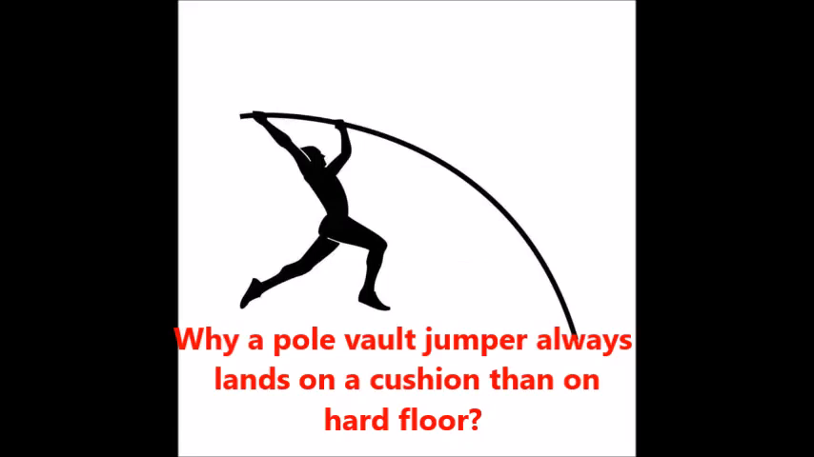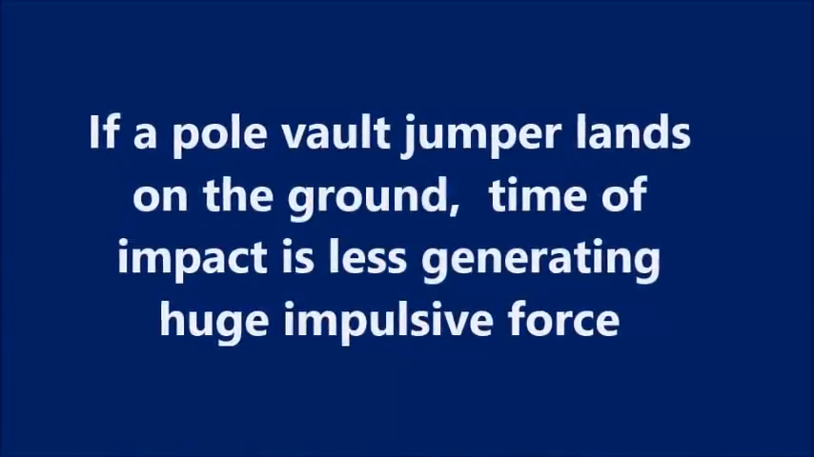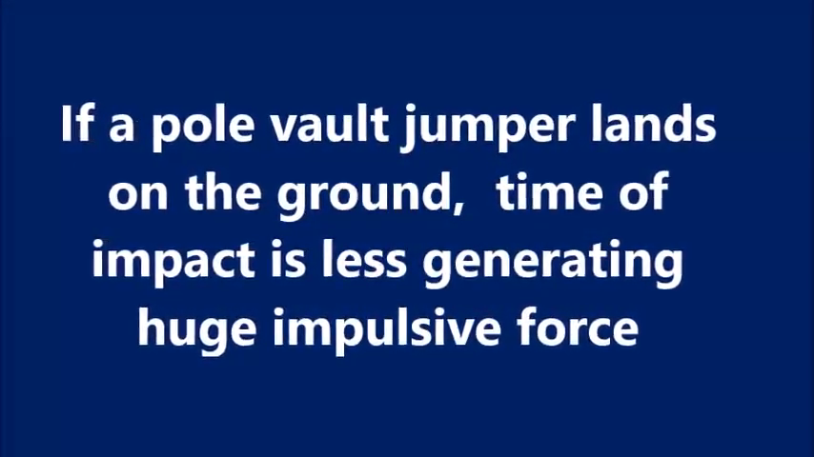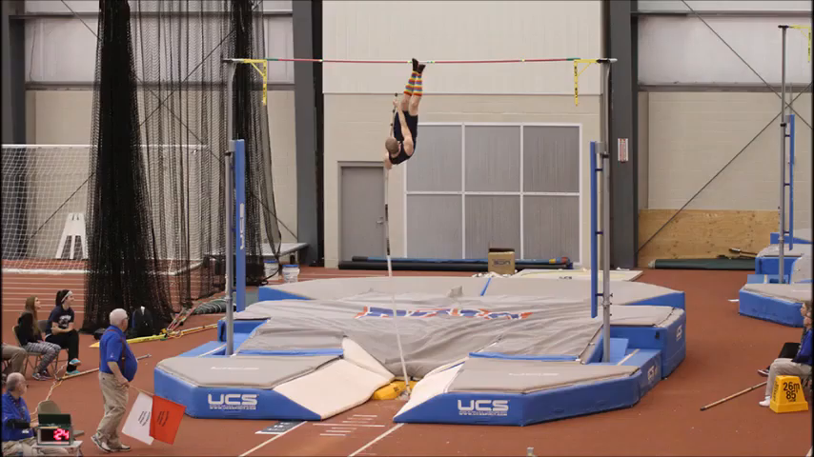Why does a pole vault jumper always land on a cushion rather than on a hard floor? If a pole vault jumper lands on the ground, the time of impact is less, generating huge impulsive force. It leads to fatal injury. If he lands on a cushion, the time of impact increases and impulsive force decreases.